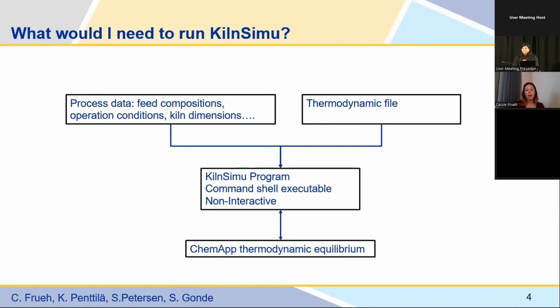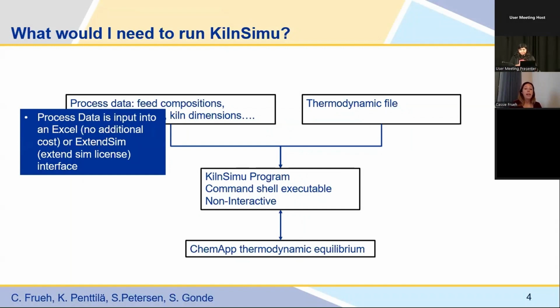And then it runs on a command shell executable, so just a command prompt. So this can be run on any Windows computer. And in the background, it talks to our ChemApp software, which you've heard a lot about today. And it calculates the thermodynamic equilibrium at every single step along your process. And it also includes kinetic models to account for the kinetics.